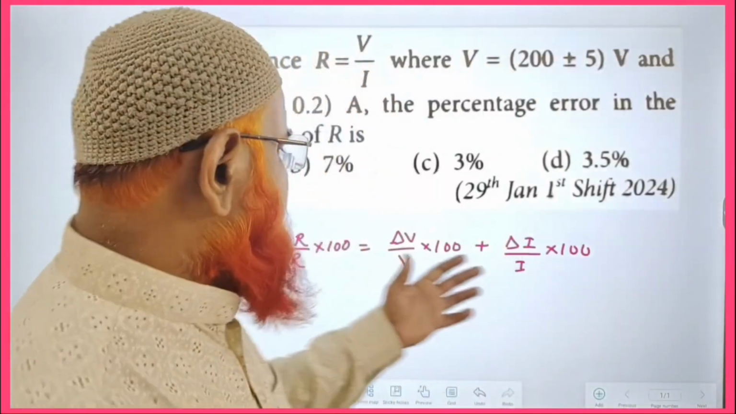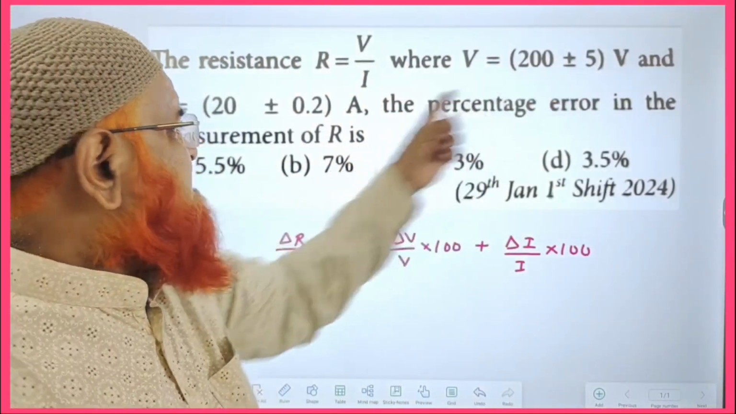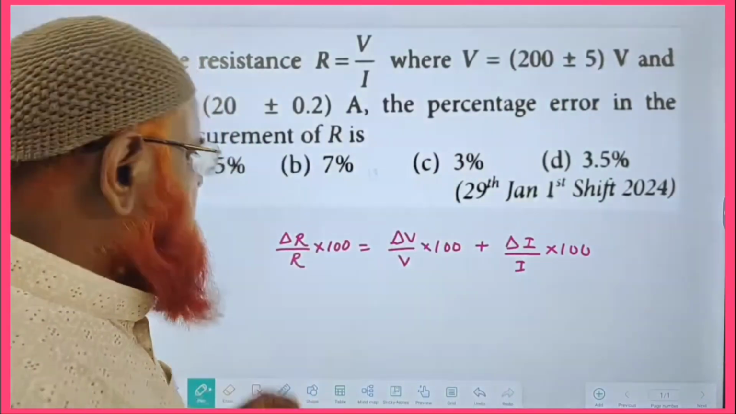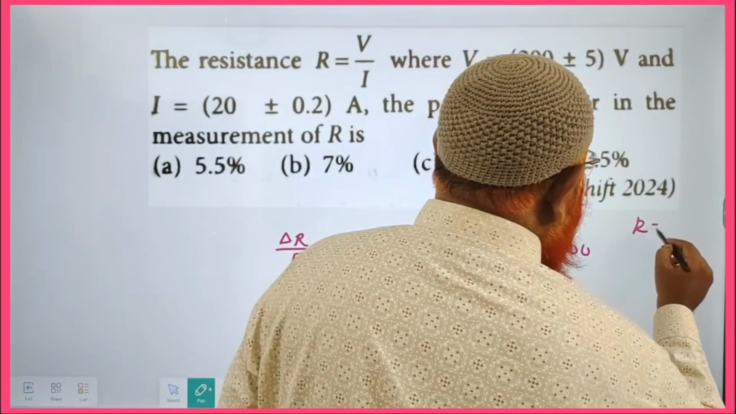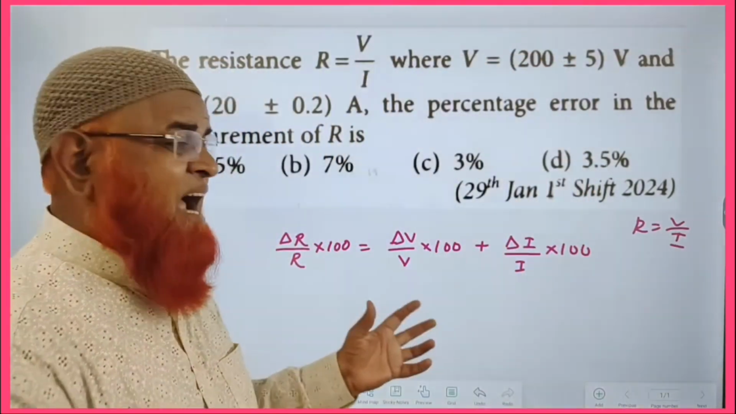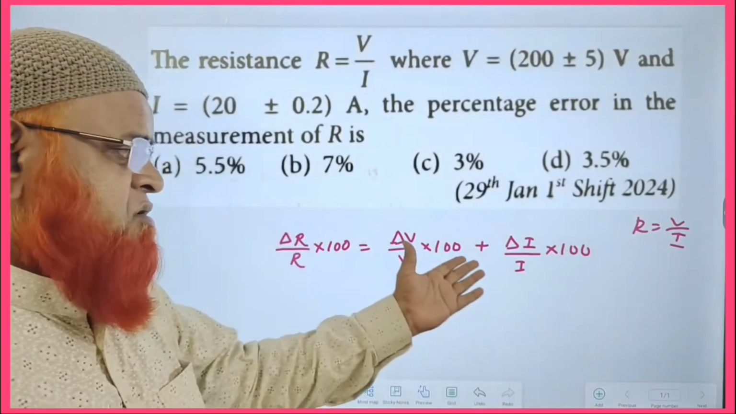How to find out the percentage error of resistance when the voltage values are given and current values are given. It's very simple. The general formula is, you all know, R is equal to V by I. But while finding the errors, you just have to add the errors. So this is the percentage error.